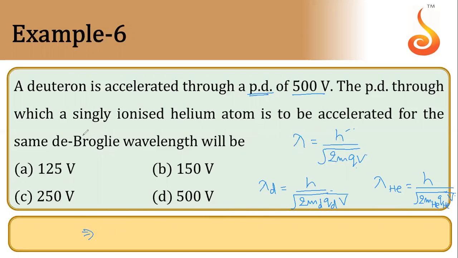Now it is given in the question that these are accelerated for the same de Broglie wavelength, meaning the wavelength of deuteron and the wavelength of helium is the same, so we have to equate these two. So h by root 2 md qd V is equal to h by root 2 mass of helium, charge of helium and into potential difference.